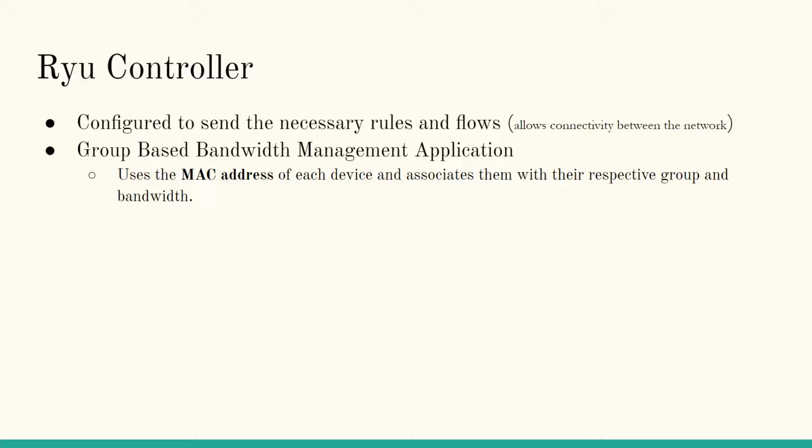As stated earlier in the system implementation network topology, the RIU controller is necessary because it is used to send the rules and flows to each router. We will also use the RIU controller to send out our bandwidth management application, and this uses the MAC address of each device and associates them with their respective group and bandwidth.